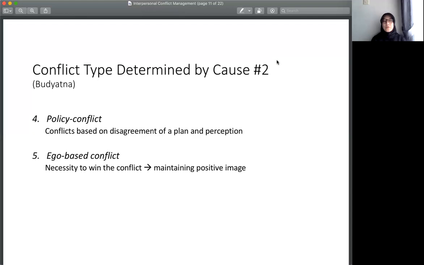The last one is ego-based conflict. When two persons are involved in conflict, one of them, or maybe two of them, has the necessity to win the conflict, to maintain their positive image. It could happen to every one of us, but especially in general, it could happen to someone that has wide influence or big influence. For example, celebrity, politician, and other famous people. Yeah.